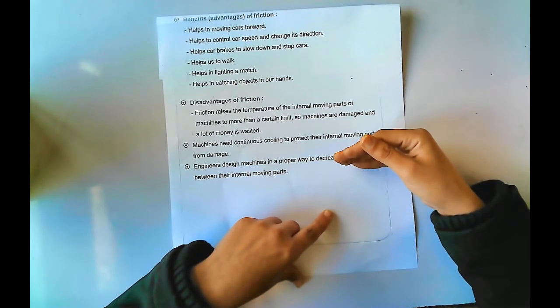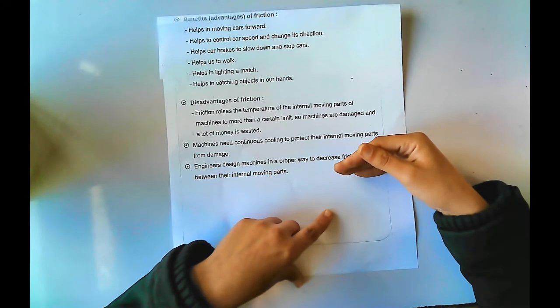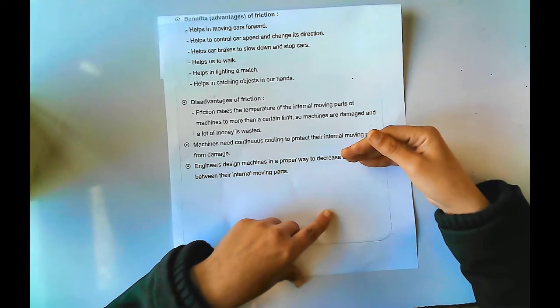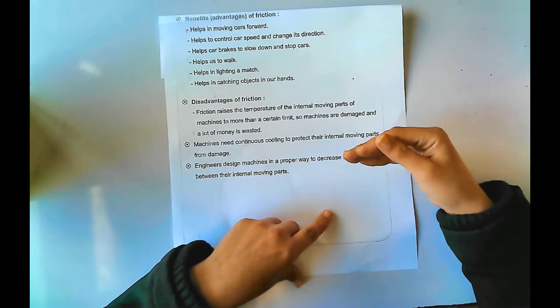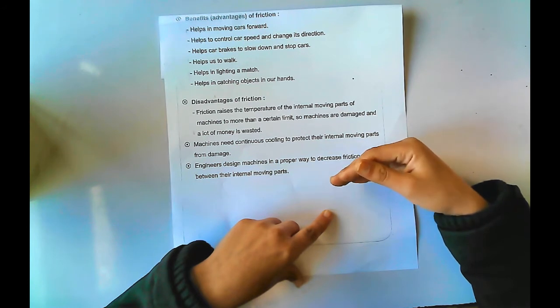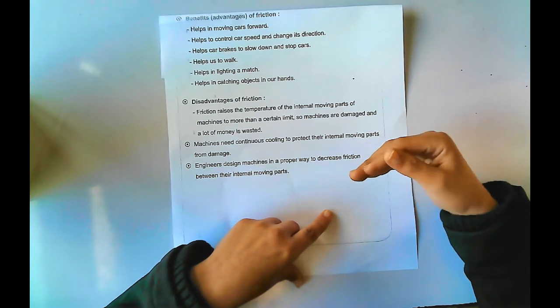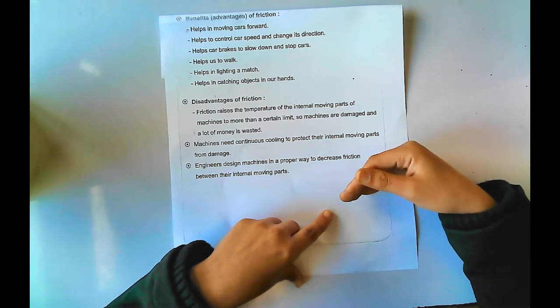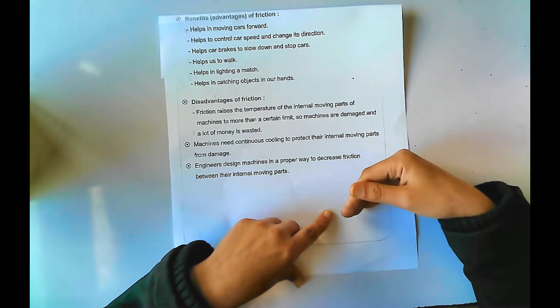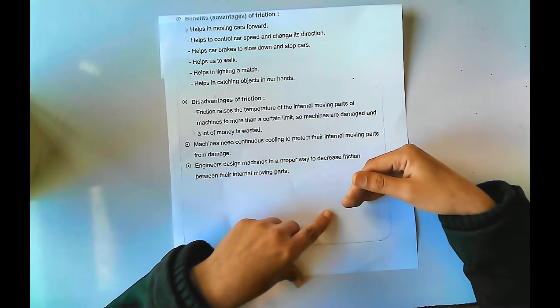As there are benefits of friction, there are also disadvantages of friction. Number 1, it raises the temperature of the internal parts of the machine, which damages the machine and loses a lot of money. Number 2, you have to cool the machine's internal parts for a while to prevent the damage. Some engineers design a machine in a proper way to decrease the friction between the internal moving parts.